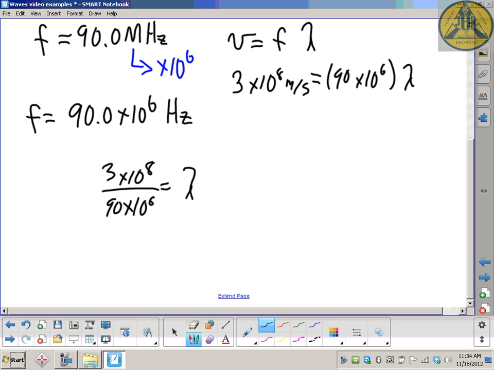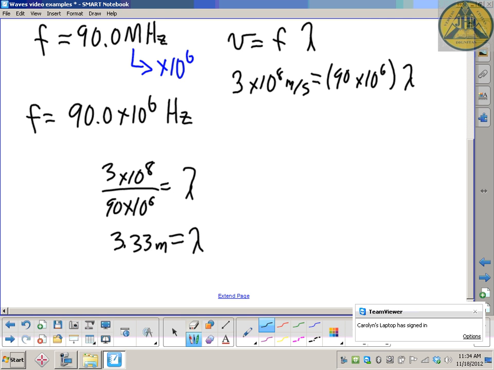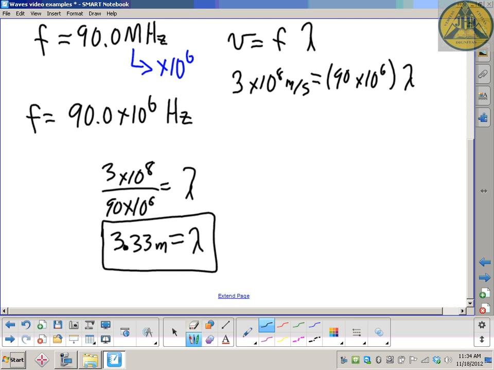So 3 times 10 to the 8, it's not 3 to the power of 8. So 3 times 10 to the 8 divided by 90 times 10 to the power of 6 equals 3.33, repeating, so I'll just cut it off there, meters. So the wavelength of this electromagnetic wave is 3.33 meters, and that's about how big radio waves are. So you don't see them, they're out there, you listen to them, but they're big. So this one's just over 3 1/3 meters.